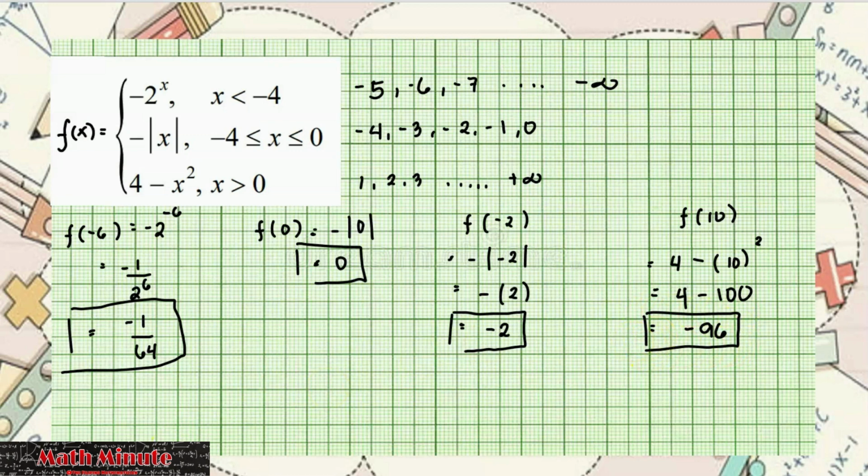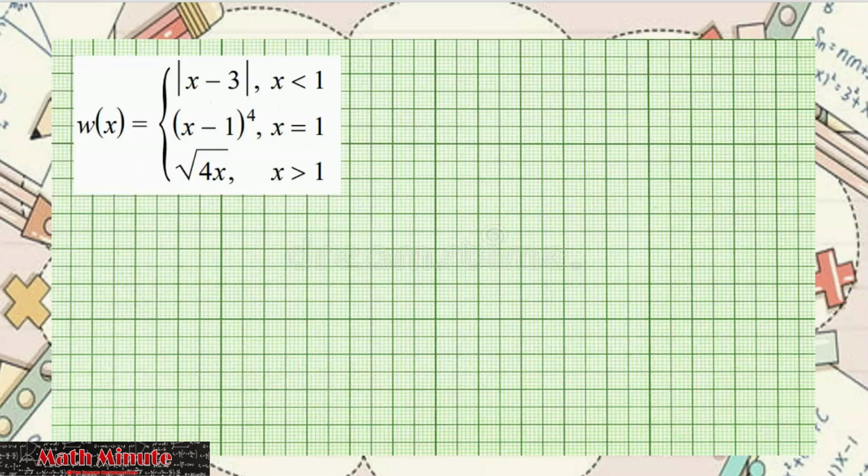Let's proceed to the fourth example. On your fourth example, we have here w of x is equal to the absolute value of x minus 3 if x is less than 1, quantity x minus 1 raised to 4 if x is equal to 1, and square root of 4x if x is greater than 1.